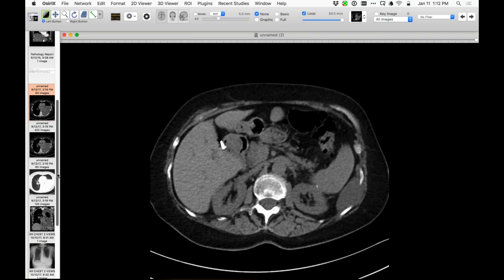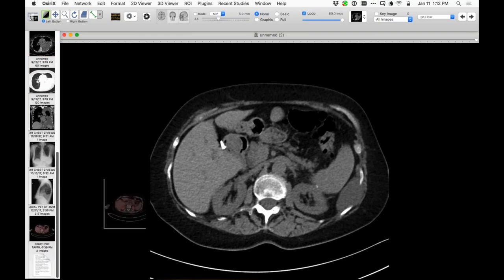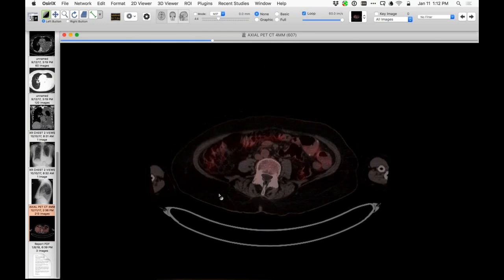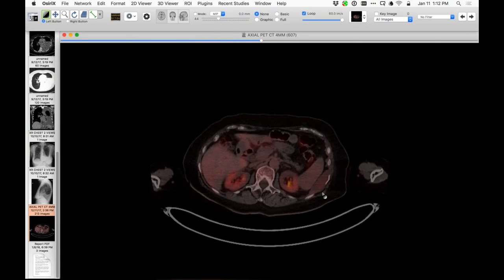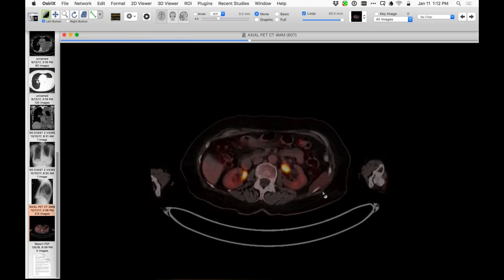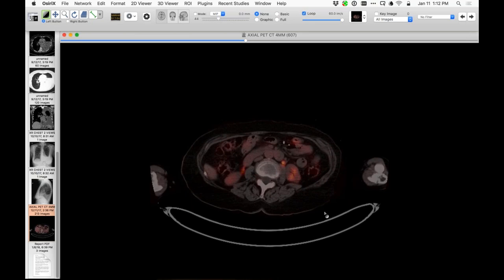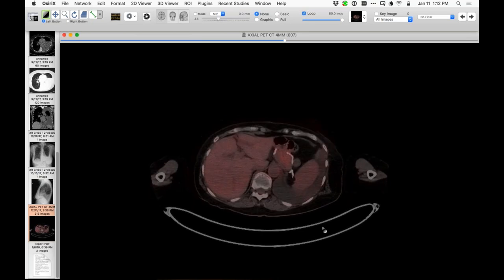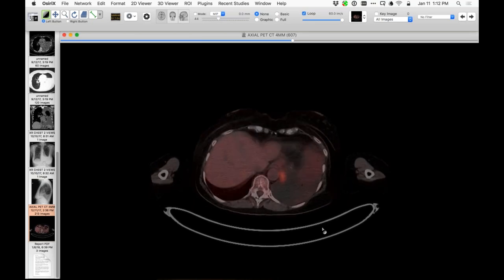And she did eventually have a PET, and you'll see there that there is abnormal opacity there, and you can see there is some FDG avidity associated with that. There was another focus higher up, which I couldn't appreciate on the CT right there. So this is a mesothelioma.